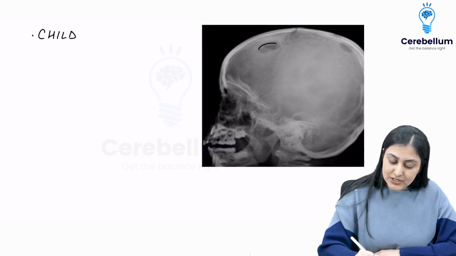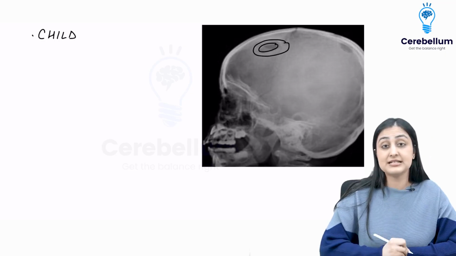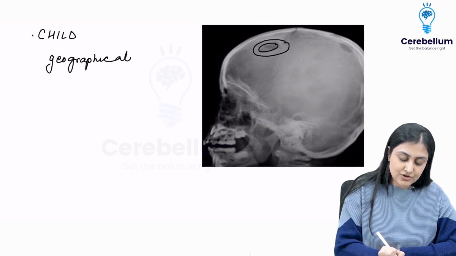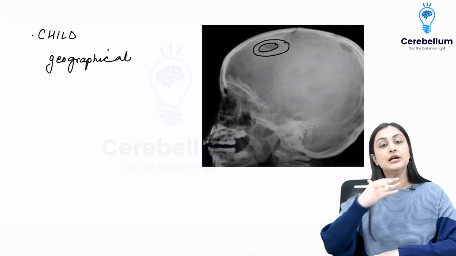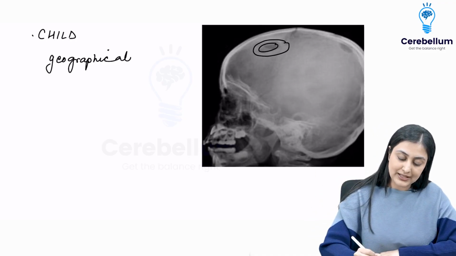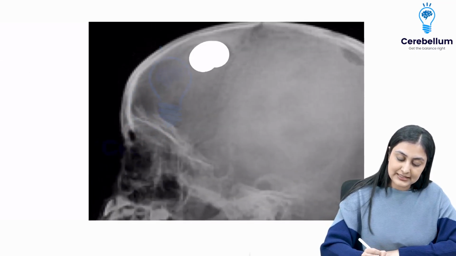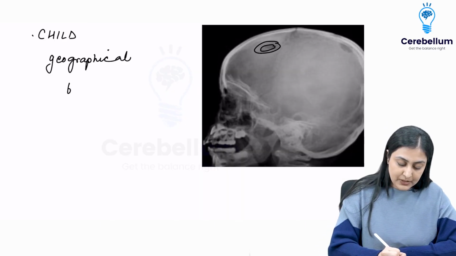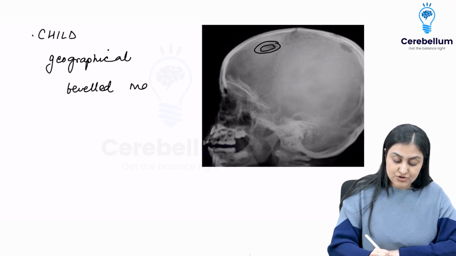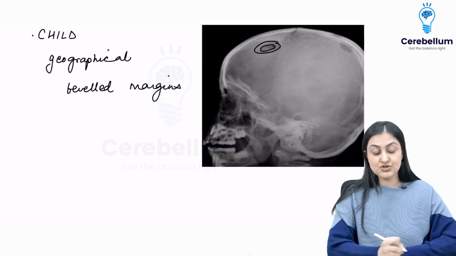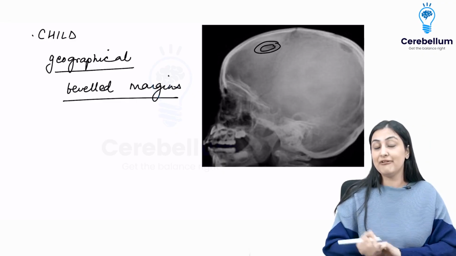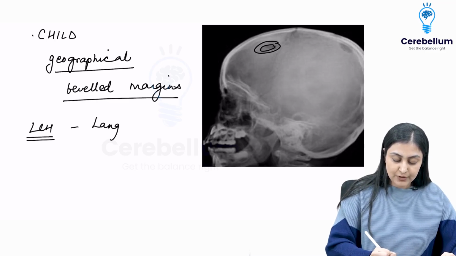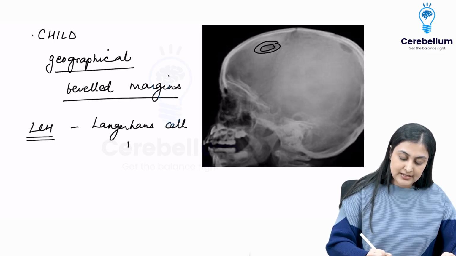When you have a child and you are seeing that there is a large lytic lesion, what kind of lesion? This is called a geographical lesion, so large that we can draw it like geography. So geographical lytic lesions, and look at the margins I've drawn. You can see the inner and outer table separately. Yeah, so such a margin is called a beveled margin. So a child with much larger lytic lesions, which are geographical lesions with beveled margins, the diagnosis is LCH, which stands for Langerhans cell histiocytosis.